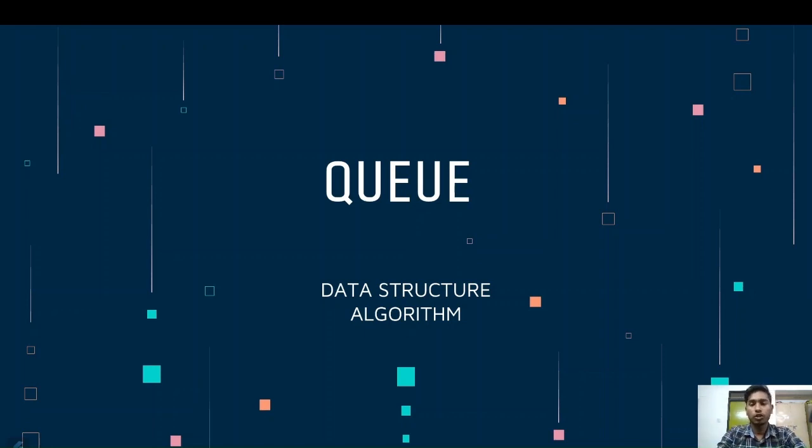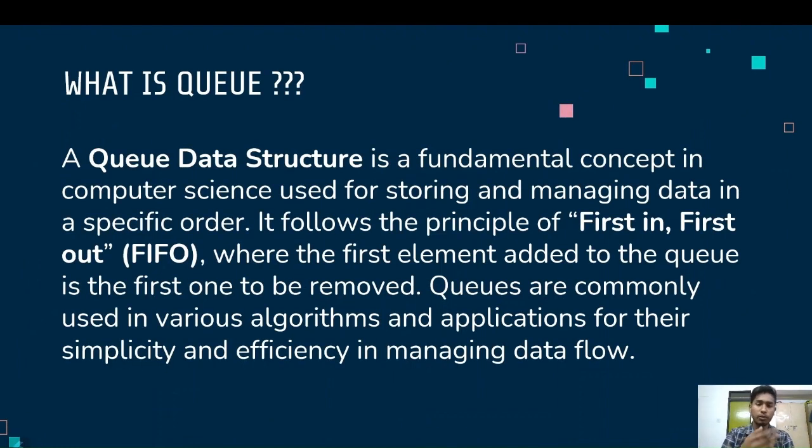So today we are going to discuss Queue in DSA and do a practical, real-life example on queue and write the code for it. So let's start with what a queue is. A queue is a data structure used for storing and managing data in a specific order. It uses the FIFO property, which is the first in, first out property, and it is commonly used in various algorithms and applications for its simplicity, efficiency, and managing data flow.